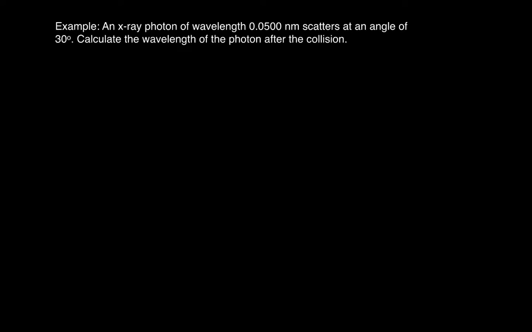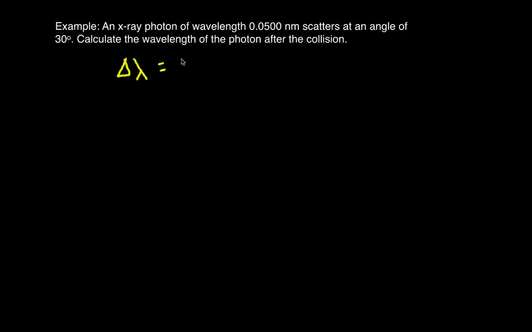Here's another example. An X-ray photon of wavelength 0.0500 nanometers scatters at an angle of 30 degrees. Calculate the wavelength of the photon after the collision. We start by finding the change in wavelength. This is done using Compton's formula.